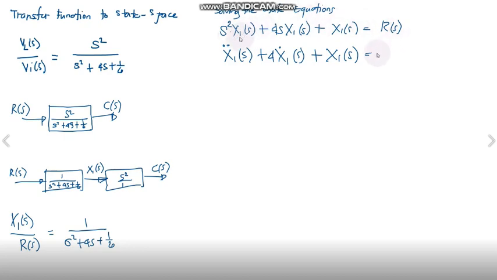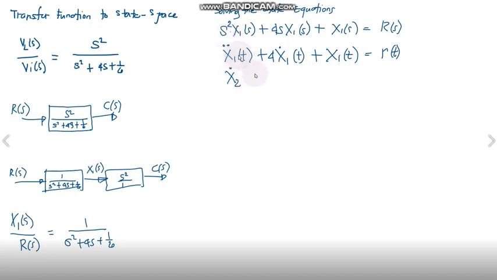Note here that what I did here is a shortcut method. Because we know that if we're going to take the inverse Laplace of, say, s squared X1(s), that is equivalent to the second derivative of x1 of t. So by the way, there is a correction here. It should not be s, it should be t. After taking the inverse Laplace, it will now be x1 of t. But note here that, as I was saying, the inverse Laplace of s squared X1(s) will be the second derivative of x1 of t.